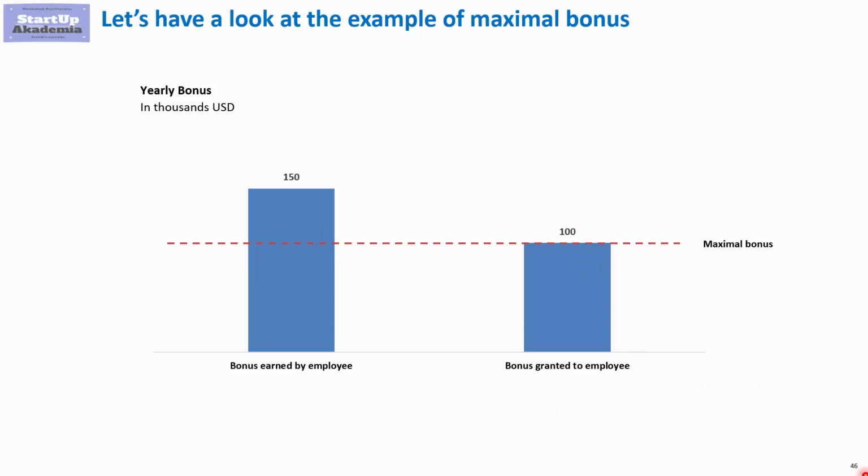In the opposite direction works the maximal bonus. If we have the maximum bonus set at 100 and you have earned the bonus of 150, you'll get 100. Because this is the maximal bonus that we have defined that we will grant to the employee. Obviously, you can also mix those mechanisms and use them jointly.